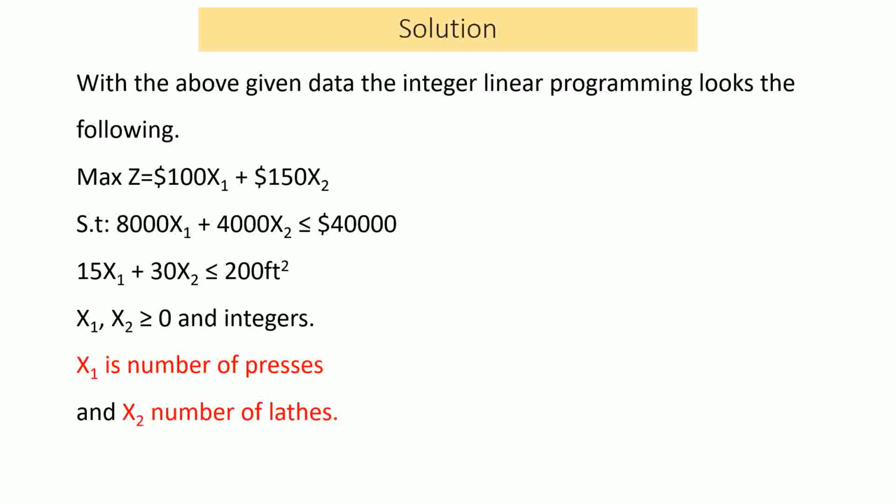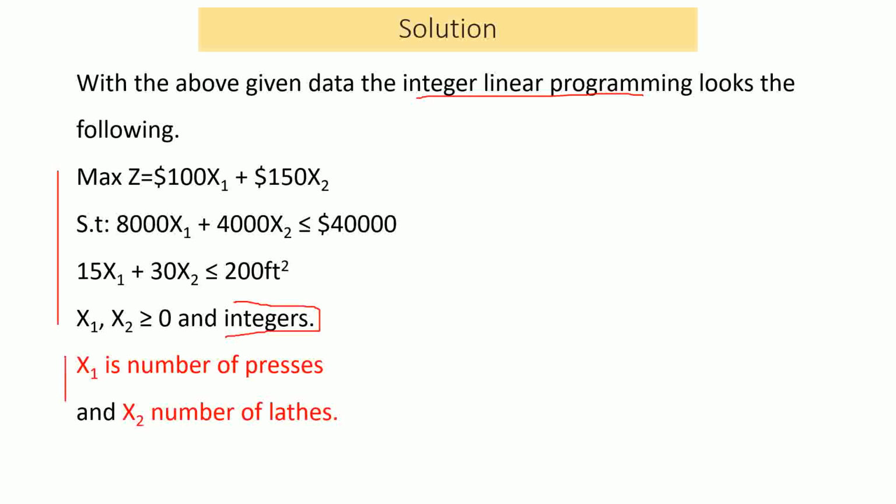So when we formulate this, it becomes like this. Maximization of z equals 100x1 plus 150x2, such that 8,000x1 plus 4,000x2 less than or equal to 40,000, and 15x1 plus 30x2 less than or equal to 200 square feet. x1, x2 greater than or equal to 0, that is non-negativity, and integer, because it is an integer linear programming problem.